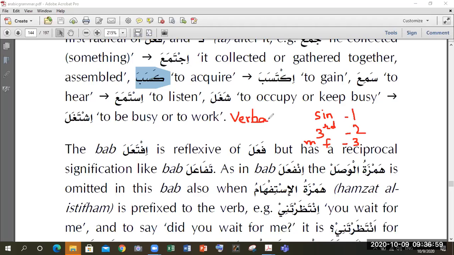For verbal sentences, the verb will always be singular. It will always be in third person, but it will follow the gender.